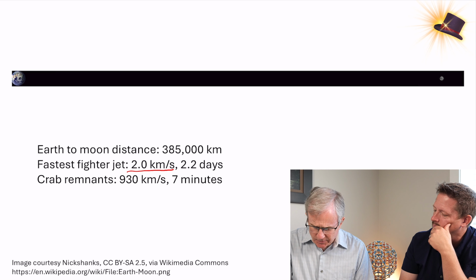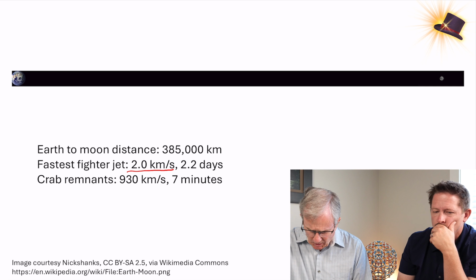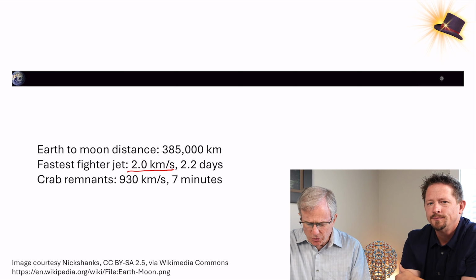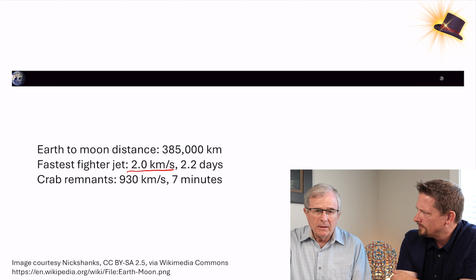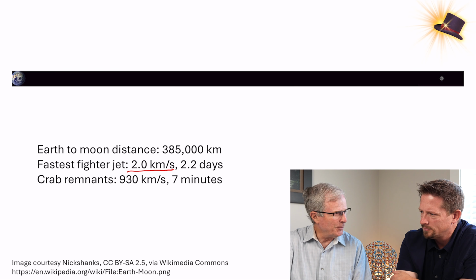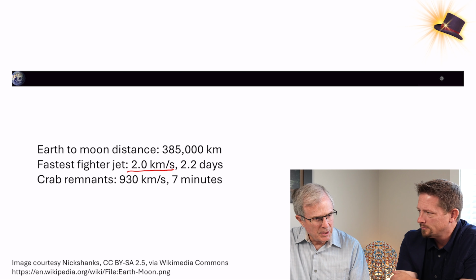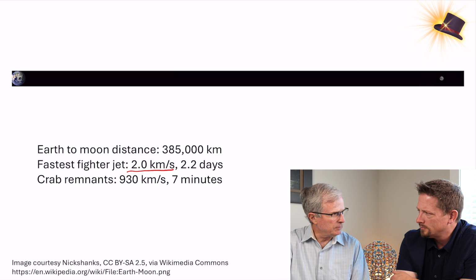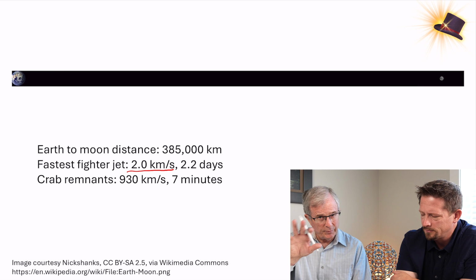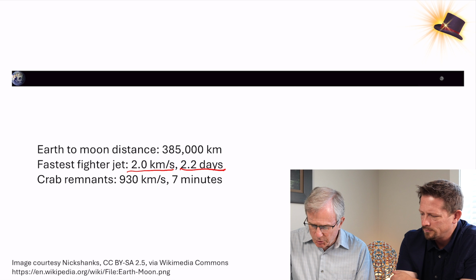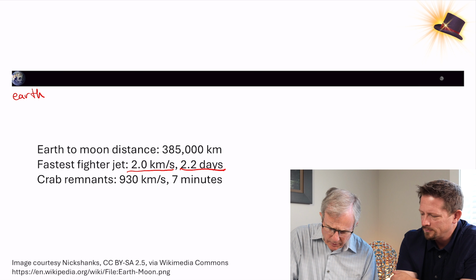The fastest fighter jet, and we talk more about this in the book, goes about 2 kilometers per second. So that's 2,000 meters per second. And a mile is about 1,600 meters, isn't it? You know that from your running days, 1,609 meters, pretty sure. So that's about a mile per second, or a little bit more than a mile per second. Wow. For the fastest fighter jet flying high above the Earth's atmosphere. It would take 2.2 days for it to get from Earth.